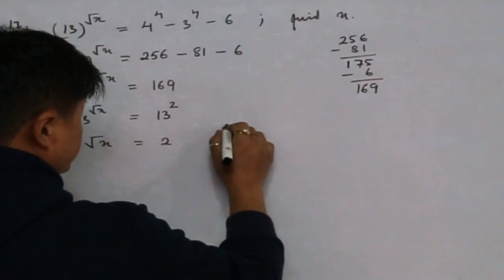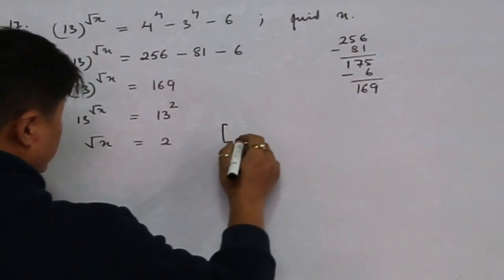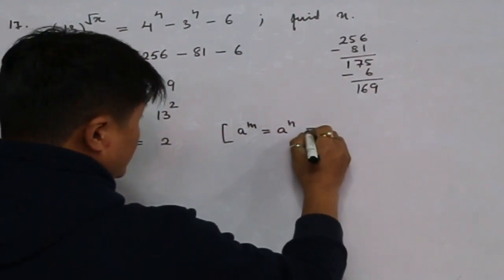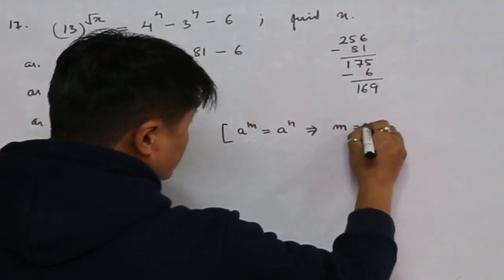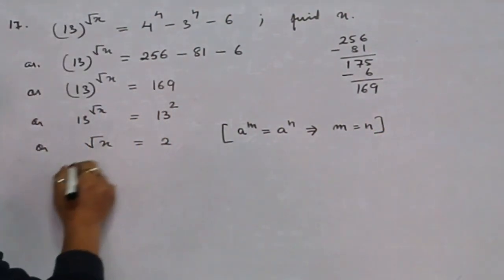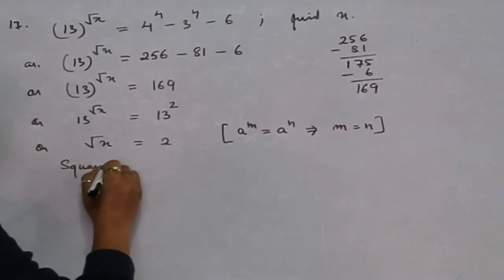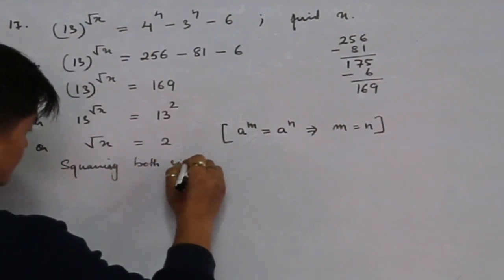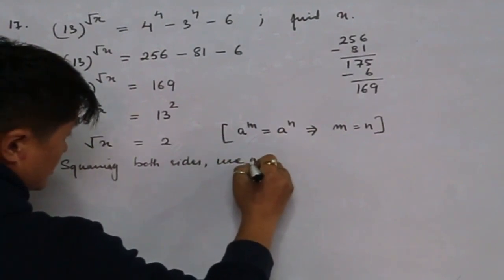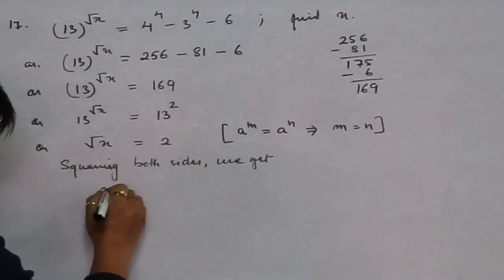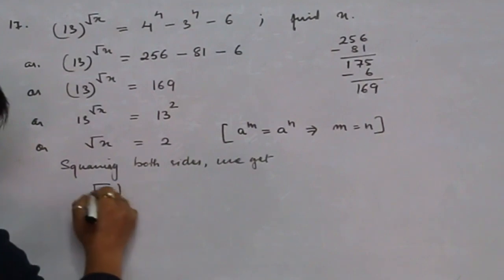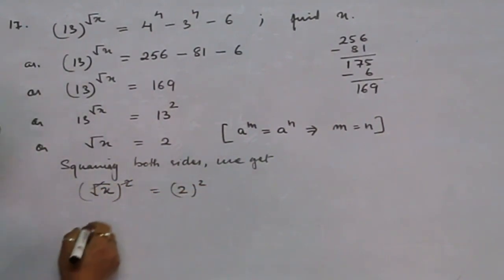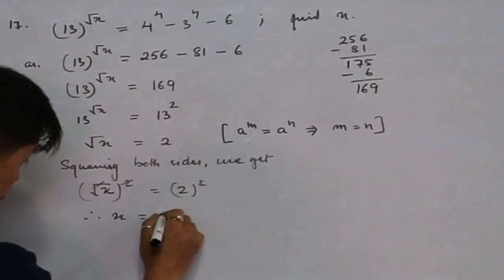Here we can write a to the power m is equal to a to the power n, which means m is equal to n. So now we can do the squaring on both sides. We get x square is equal to 2 square, this and this will get cancelled. Therefore, x is equal to 4.